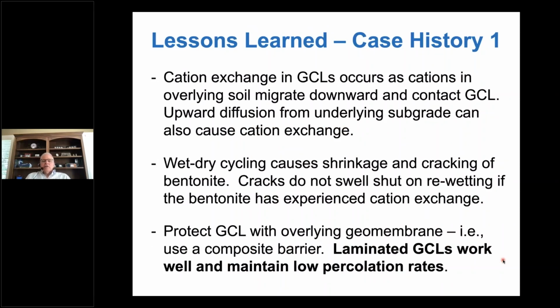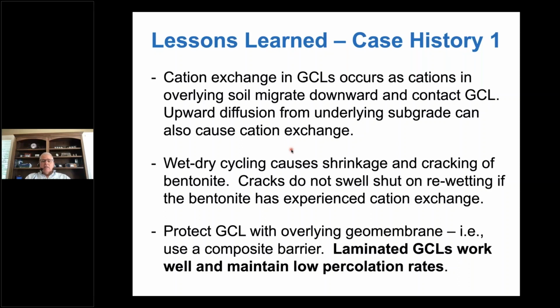Well, cation exchange of GCLs occurs as cations in the overlying soils migrate downward and contact the GCL. Unless we prevent it, that exchange is inevitable, right? It is thermodynamically favorable. Nature is going to cause that to occur unless we prevent it. The other thing is, from below, we can get upward diffusion of cations from the subgrade. So we can also get calcium moving up from below. So that's a natural process, and unless we prevent it, particularly from above, we're going to run into problems.